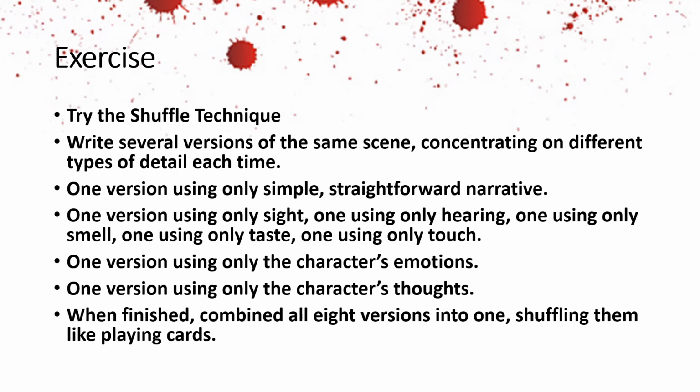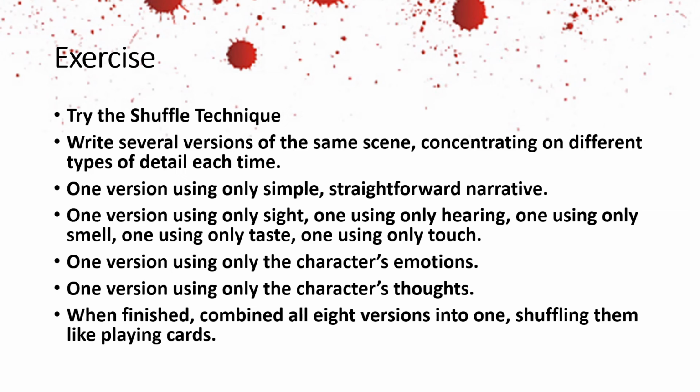So you write one version using only simple, straightforward narrative. And for the exercise, it could just be a paragraph. This happens, that happens. That's what simple narrative is. One version using only sight for details, then one version using only hearing for details, and so on. So you go through all 5 senses. A paragraph for each, maybe short paragraphs, but a paragraph for each.